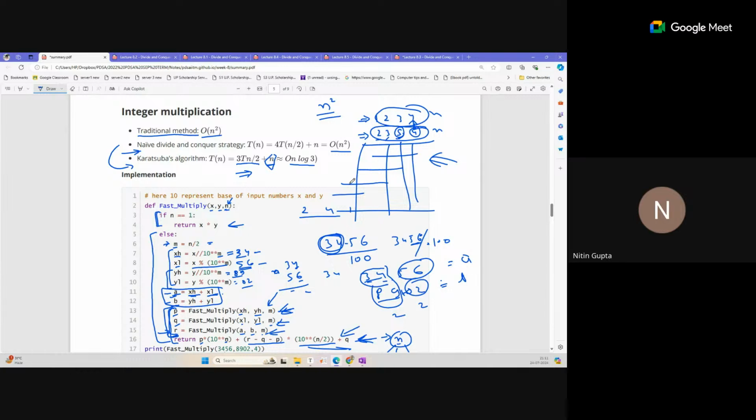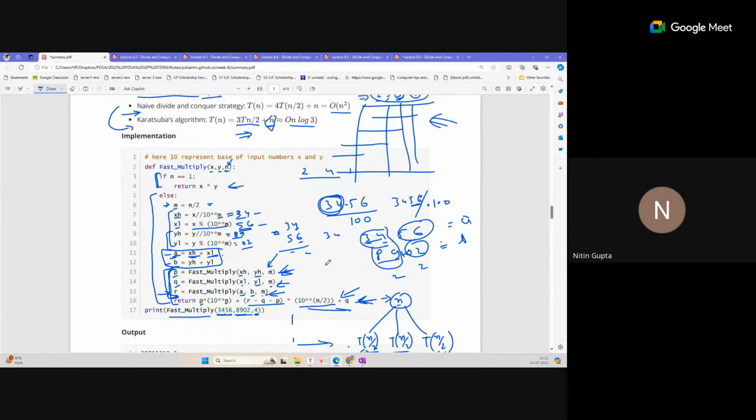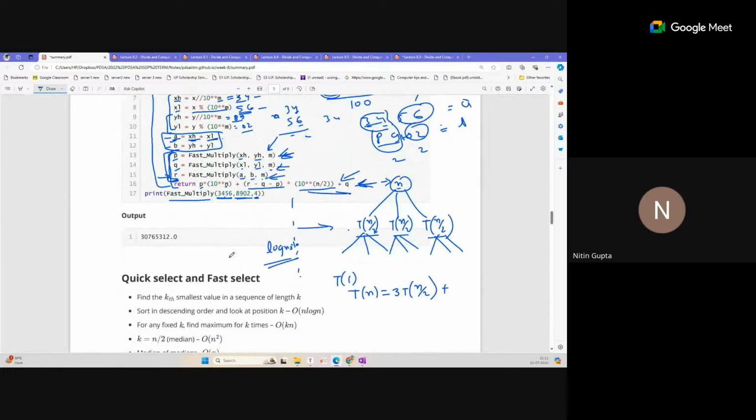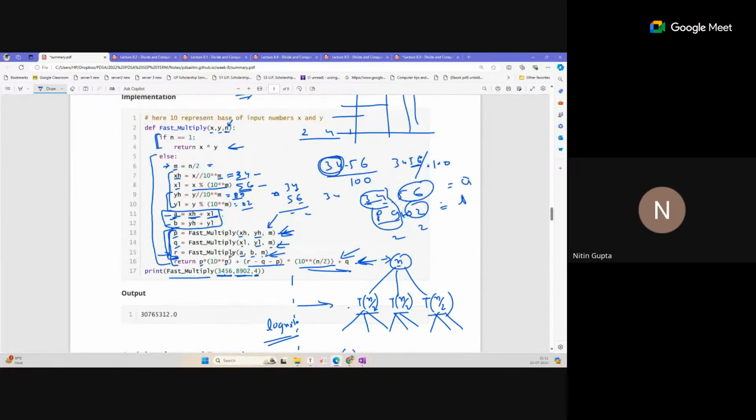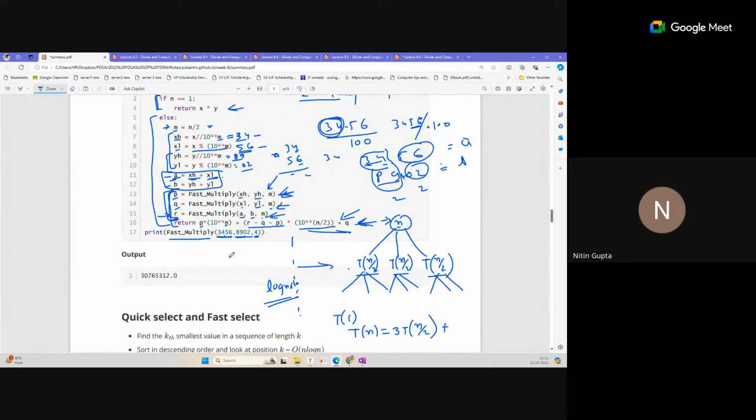A question here. That addition you're doing, 34 plus 56, that also we are actually doing log n number of times, right? Because you are going into this loop log n number of times, so for that addition, more accurate would be log n, correct?